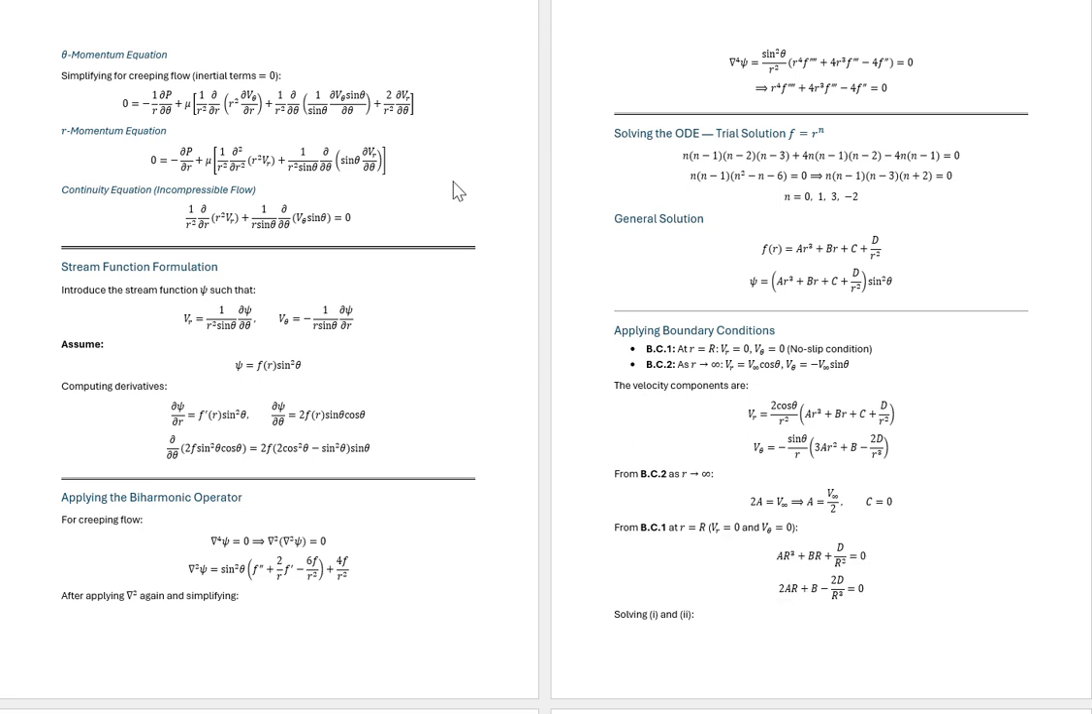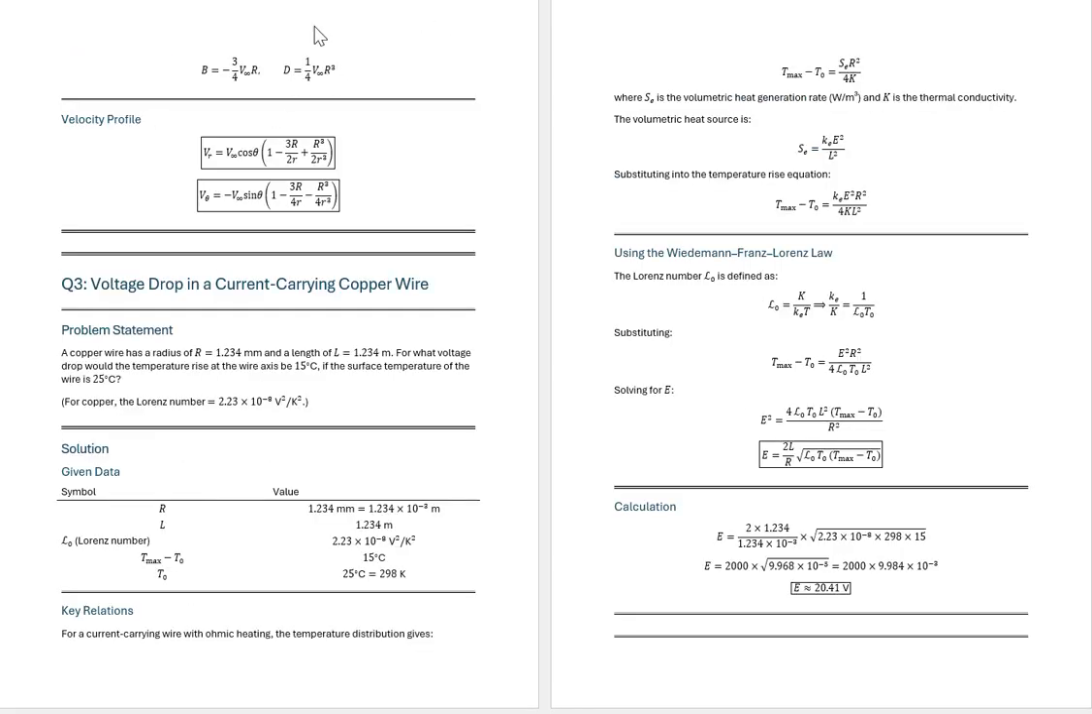On solving these both, we can find b and d, and substituting them in vr and v theta, we get the velocity profiles of vr and v theta, which is the required result.